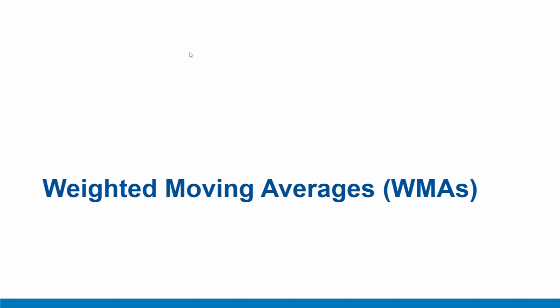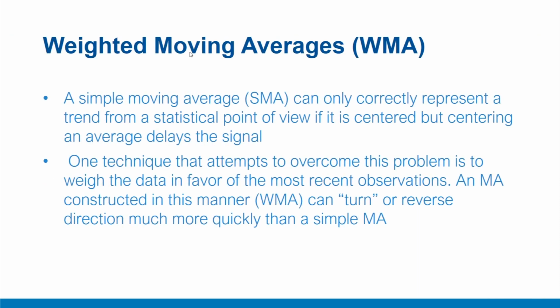Weighted moving averages, WMAs. In this video, we'll examine the concept of WMAs and their computation through a simple example. A simple moving average, SMA, can only correctly represent a trend from a statistical point of view if it is centered. But centering an average delays the signal. The reason being, all the observations in an SMA are given equal weightage, and therefore older observations drag the MA and make it less timely. One technique that attempts to overcome this problem is to weight the data in favor of the most recent observations, so that the WMA can capture the more recent information.